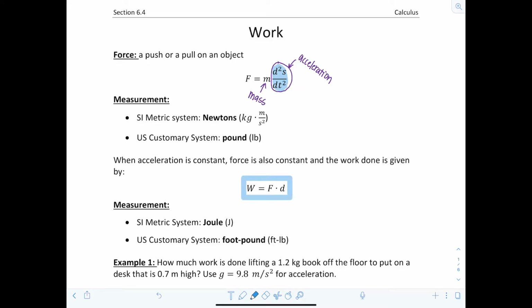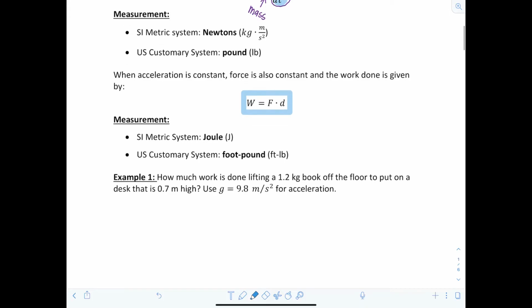Now, what are the units or the measurement applied for work? Well, the SI metric system uses a joule, J. And the US customary system is a foot-pound. There's no cleaner way to write it. You could just write FT-LB if you want to abbreviate, but we say foot-pound. Okay, so let's look at some examples here. And you need to be familiar with both measurement systems.